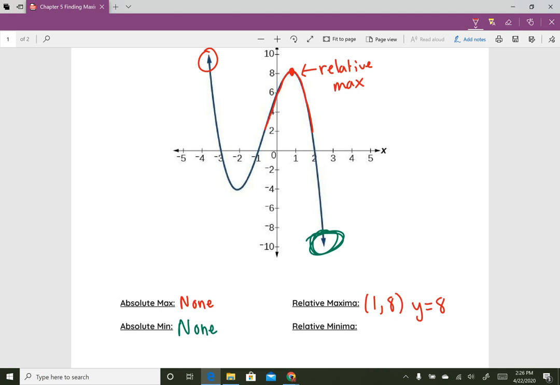How about the relative minimum? Relative minimum, again, we want to think about it as a valley. Anywhere my graph goes from decreasing to increasing. So I've outlined it in blue. So that point right there, that's my relative minimum. So it's at the point -2, -4. And again, a lot of people just like to write it as y equals -4. So I'll write it both ways. So that's example 1. Let's move to example 2.